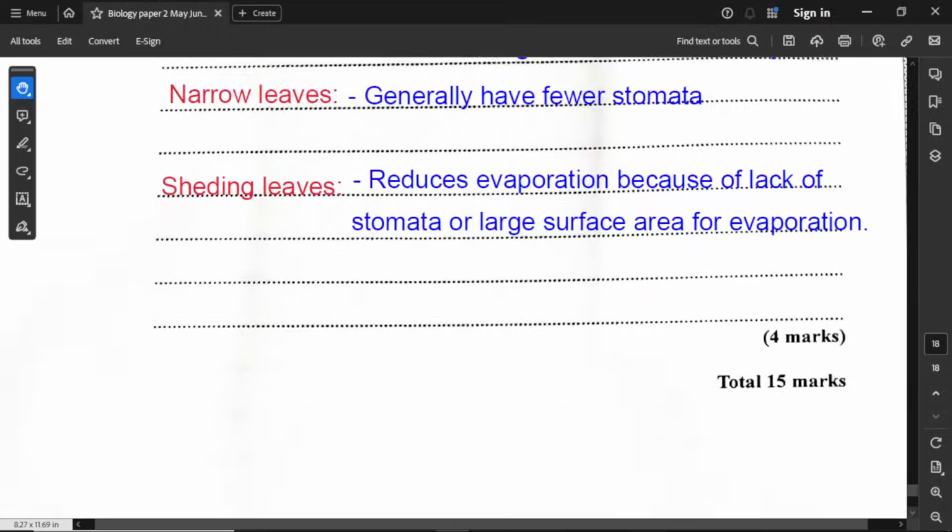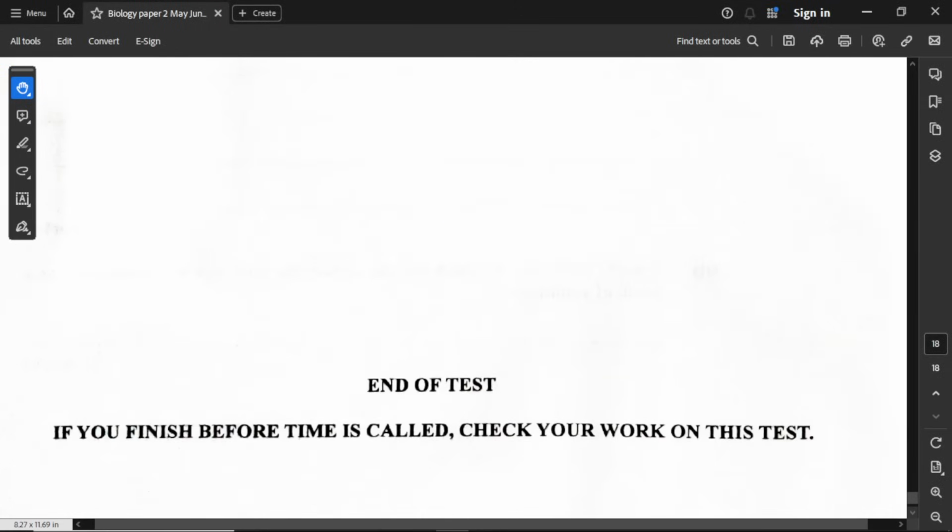All right, so those are 4 ways that you can have. And that is number 15, and we're at the end of the test.